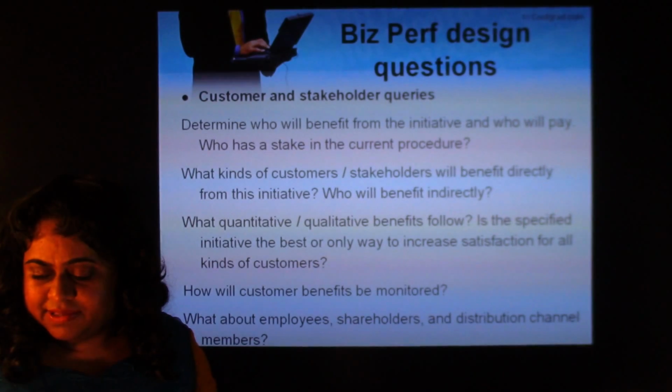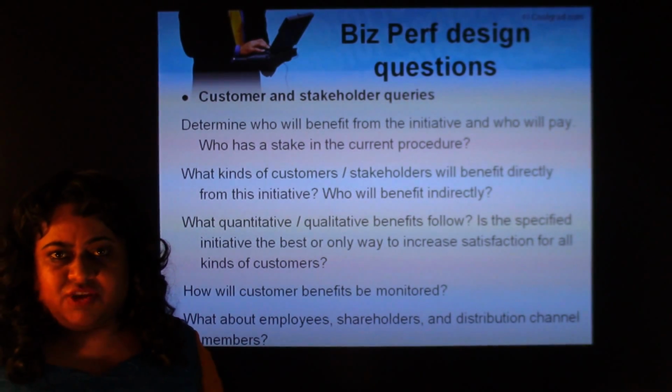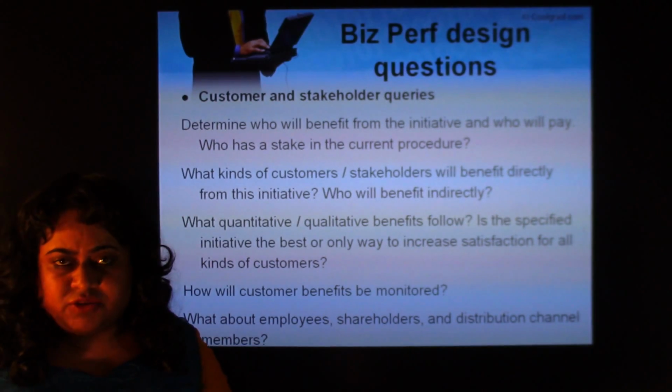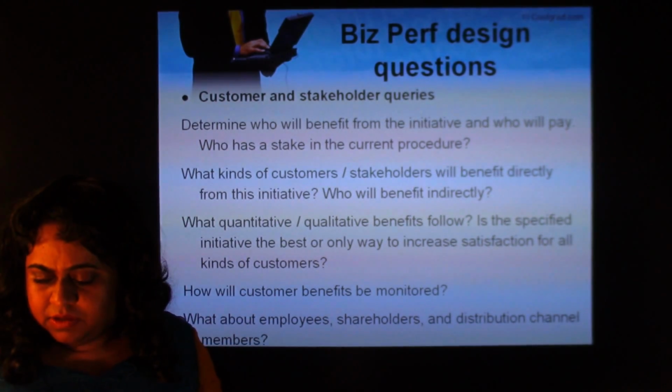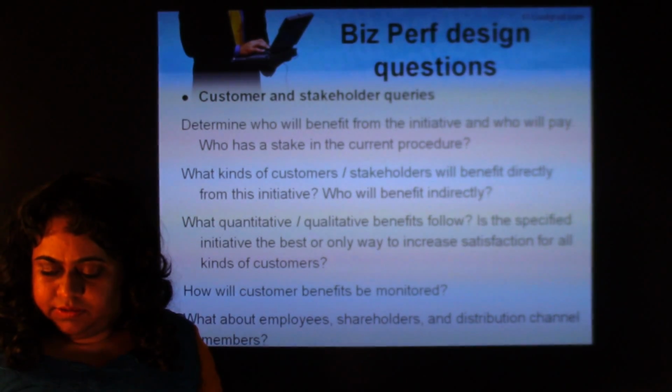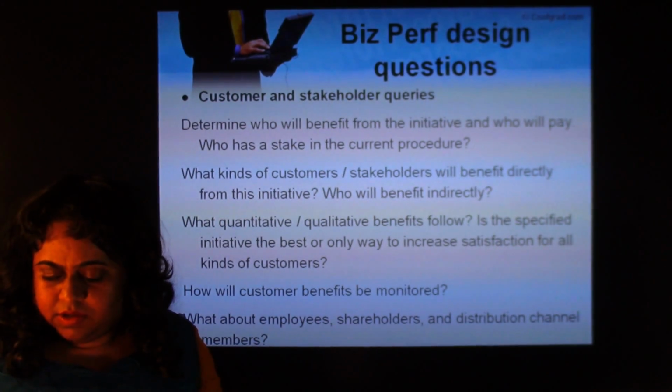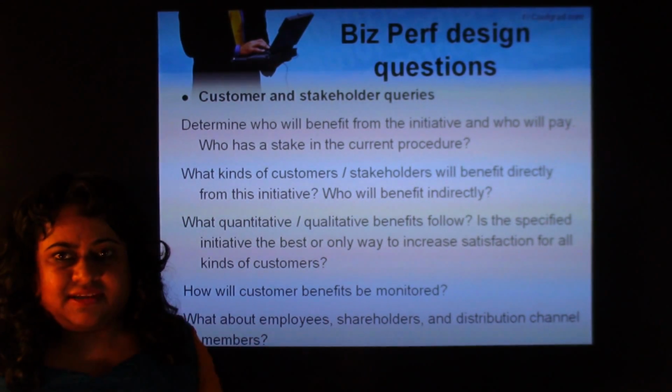Customer and stakeholder queries. So who's going to benefit from this initiative? Who will pay for this? Who has a stake in the current procedure? How is it going to affect different segments of people? So how will customer benefits be monitored? It's all these considerations that need to go into designing a new initiative or upgrading or improving an existing initiative.